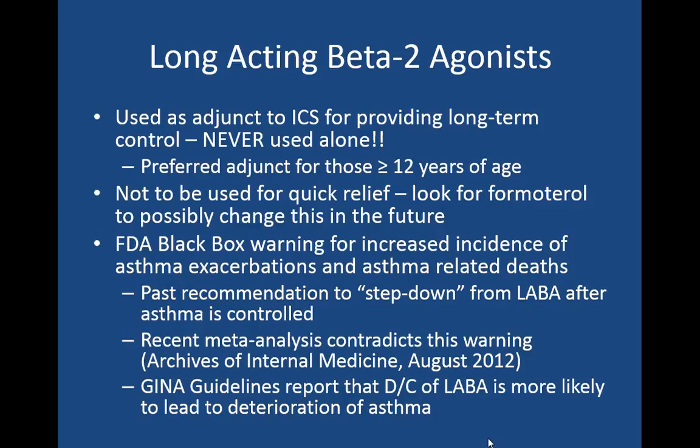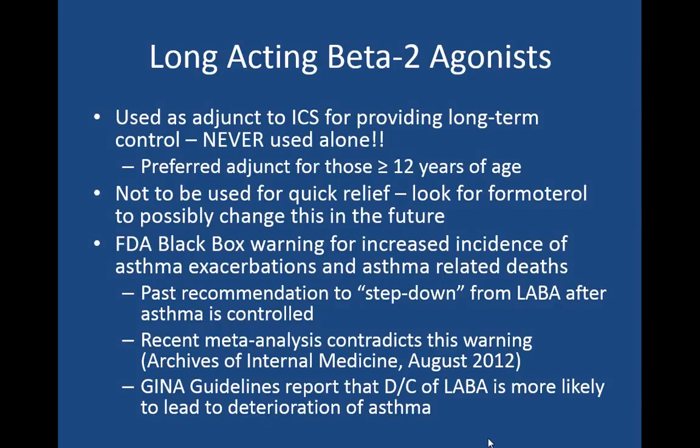Let's see. And actually, it's going to be the next bullet point. So long-acting betas should not be used for rescue or quick relief for patients. However, formoterol is actually changing that, okay? So you see here we've got 2 long-acting beta agonists, formoterol and salmeterol, right? Formoterol has an onset of action of less than 5 minutes. Very similar to albuterol, okay?